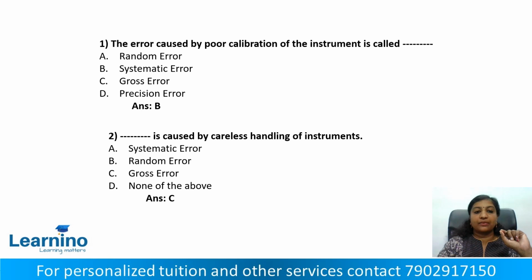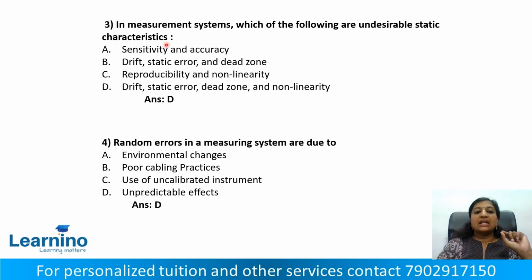Okay. Question number 3. In measurement systems, which of the following are undesirable static characteristics? Sensitivity and accuracy, drift, static error and dead zone, reproducibility and non-linearity, drift, static error, dead zone and non-linearity, and the correct answer is option D, drift, static error, dead zone, non-linearity. All of these will come.